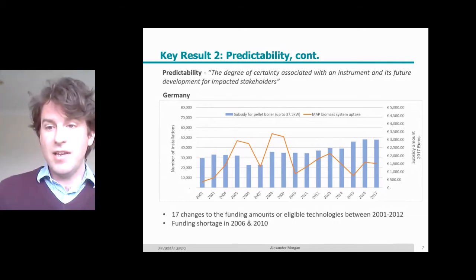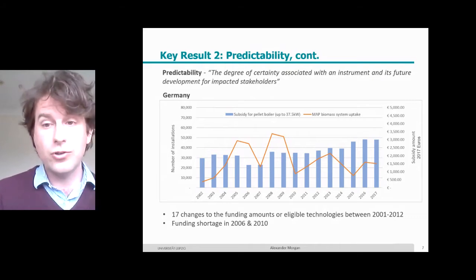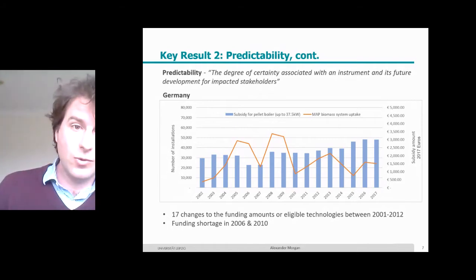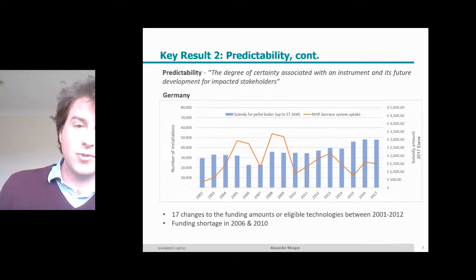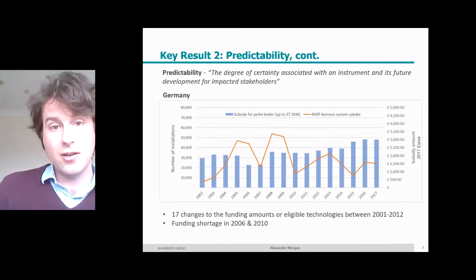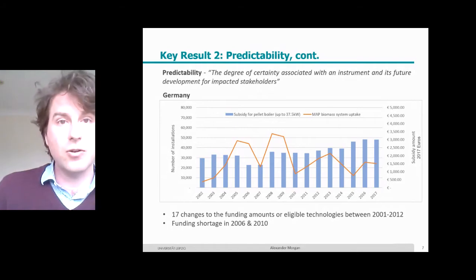And even though the freeze was only for a short duration, stakeholders did claim that it impacted the market and drove a decrease in the faith in the reliability of the government. And you can see it was a sharp drop-off in 2010 in terms of uptake. And these feelings from industry stakeholders may have had some contribution to the time it took for the uptake to increase in the subsequent years.